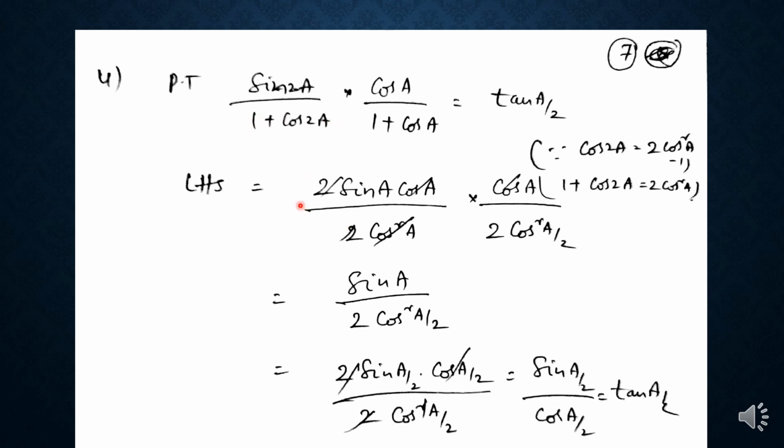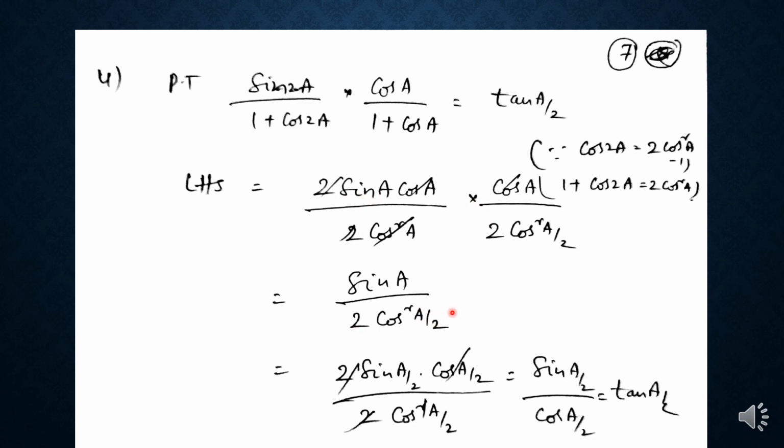In the class I told you that this is a very important formula: 1 plus cos 2a by 2 is equal to cos square a, or 1 plus cos 2a is equal to 2 cos square a. Then cos a by 1 plus cos a can be written as cos a by 2 cos square a by 2, in submultiple angles. By the cancellation, cos a into cos a is cos square a, this cos square a gets cancelled, and 2 into 2 cancel. So we have sin a by 2 cos square a by 2.